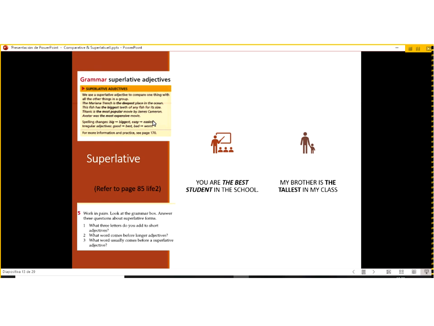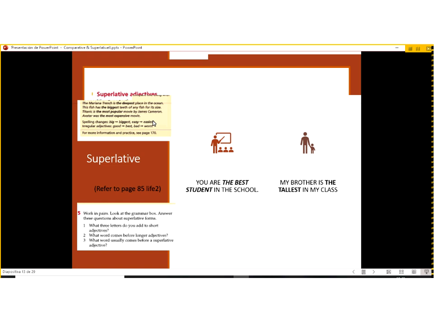Okay. Now, according to these rules, then we can now do the superlative adjectives, yes? Remember, we use the superlative adjectives to compare one thing with all the other things in a group. So you have a group, or a universe of things, and then you choose the best thing, yes? And we are going to add similar rules to do the comparatives. For example, you are the best student in the school. My brother is the tallest in my class. Okay?